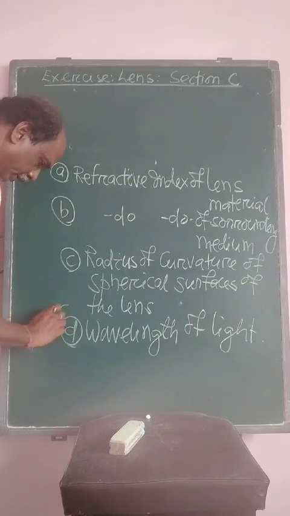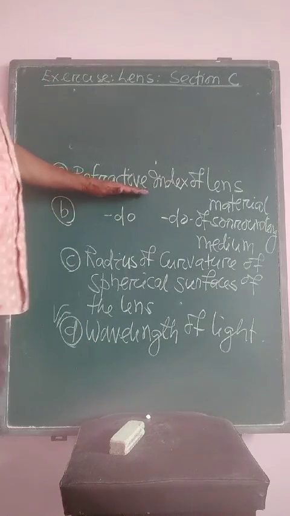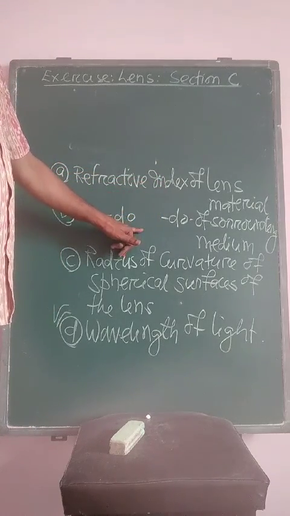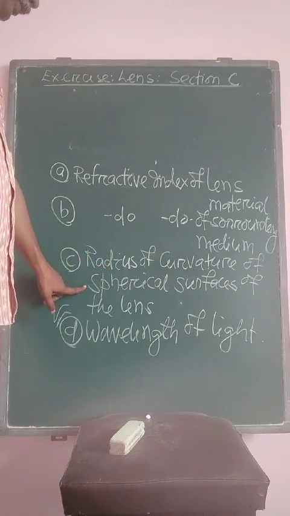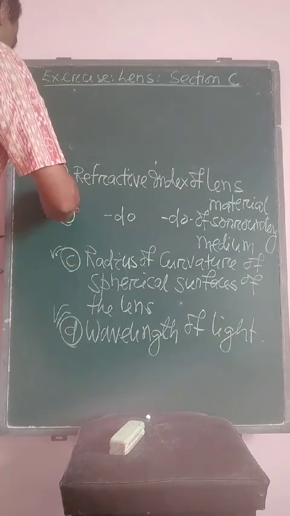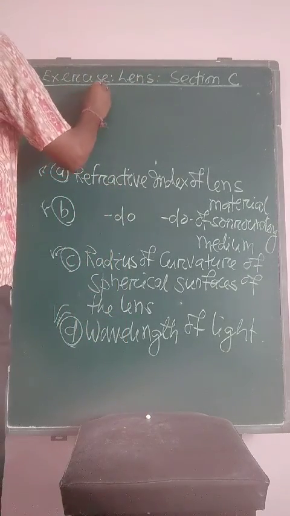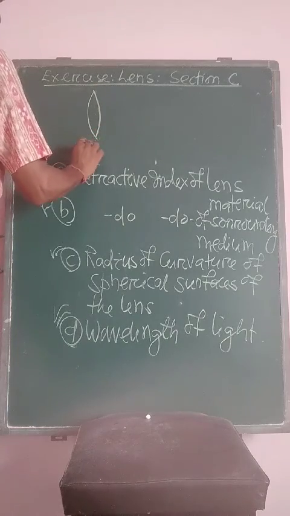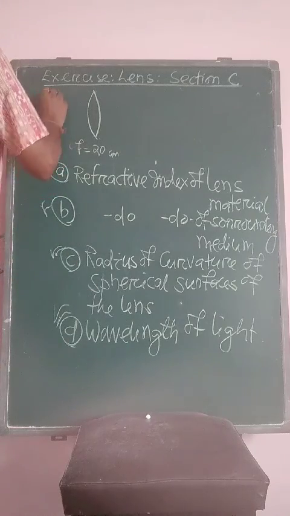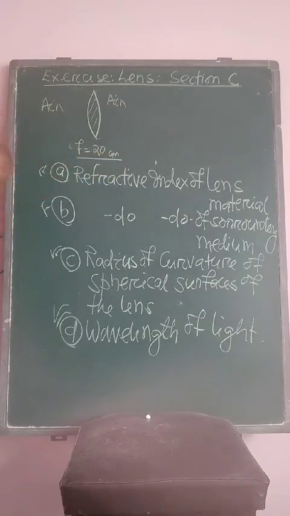Now this is a very interesting thing. Again I am repeating, the focal length is determined by the refractive index of the lens material, the refractive index of the surrounding medium, the radius of curvature of the spherical surfaces, and the wavelength of the light. Suppose in air we have a lens here of focal length 20 centimeters. This is air. So its focal length is 20 centimeters.